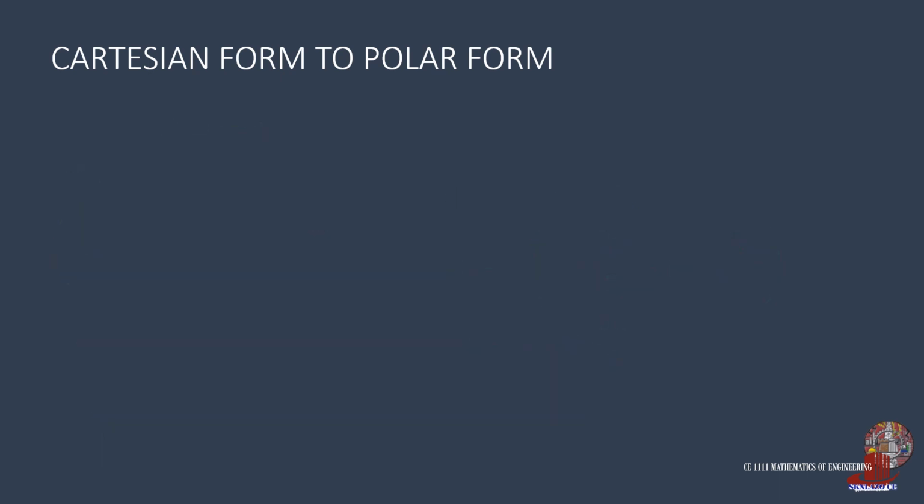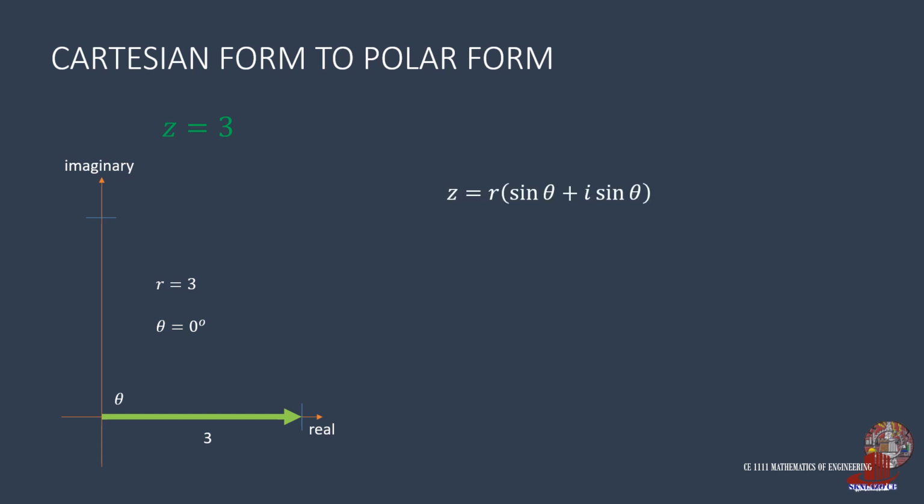The next example has z as plainly 3. This is purely a real number, or the imaginary part is 0. We draw this as a horizontal line pointing to the right. This is already the vector with r equal to 3 and theta as 0 degrees. z in polar form is then 3 cosine of 0 plus i sine of 0, shortened as 3 cis 0.